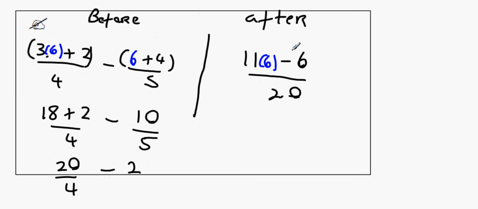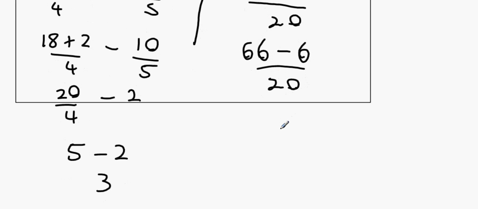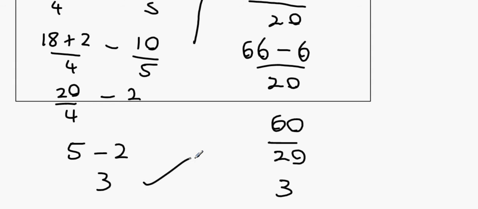Let's try this one out. 11 multiplied by 6 is 66. Minus 6 divided by 20. 66 minus 6 is 60. 60 divided by 20 is 3. So, we know that they're the same because both answers are 3.